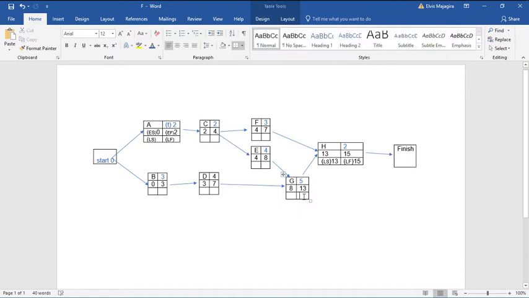So 13 will be here, 13 will be here, and 13 will be there, because this is our latest dot. Our last latest dot is gonna be our next latest finish. So we're going backward, and to find again our latest dot for G, it's gonna be 13 minus 5, which gives you 8, and 13 minus 3, which gives you 10.